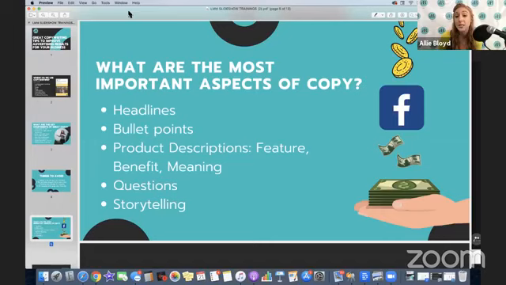Product descriptions such as feature, benefit, and what that means. That's also an example of a type of bullet point, but in reference to your product specifically, you really need to map those out. Asking questions in your copy is very powerful.